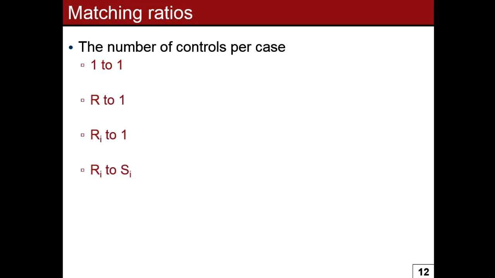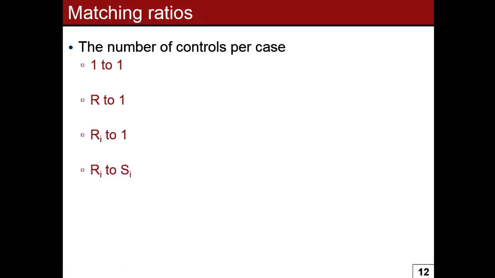Or you might see other designs where you maybe do have 2 cases. Let's say this is what this S sub i means. You may have multiple cases matched to multiple controls. So you can imagine there's any of these types of situations. Usually what you'll see is maybe 1-to-1 or Ri-to-1, where you have either exactly 1 control or as many as you could find per one case. And again, this is really dependent on the specific situation that you have.